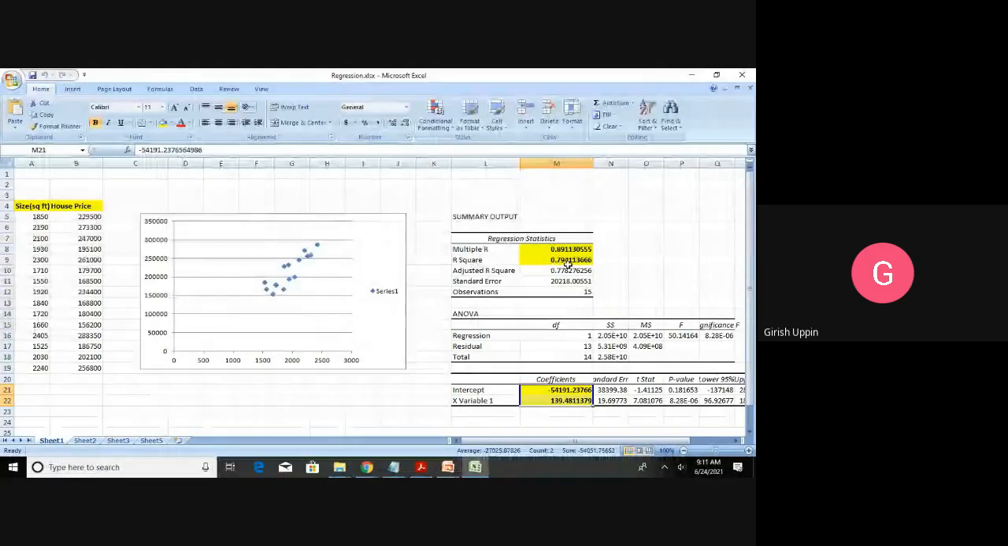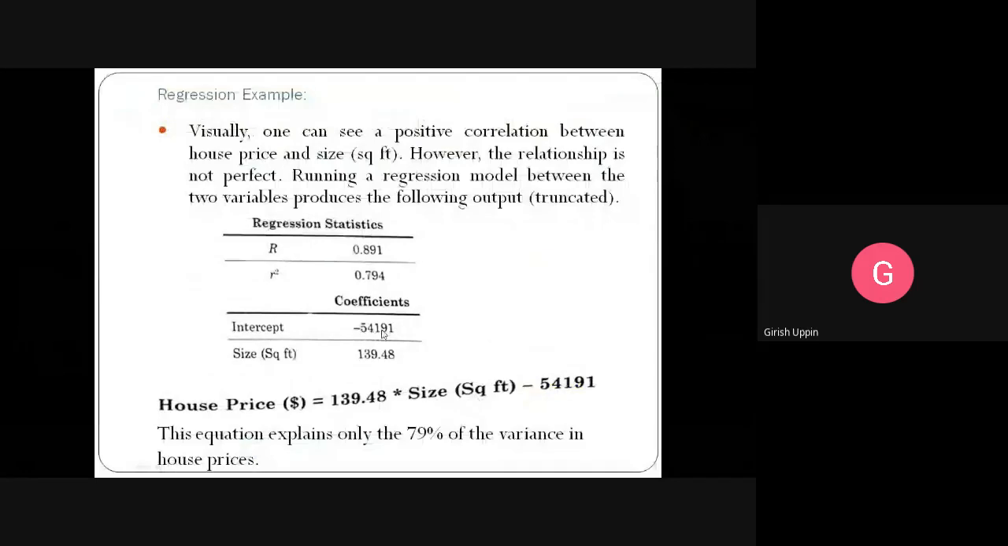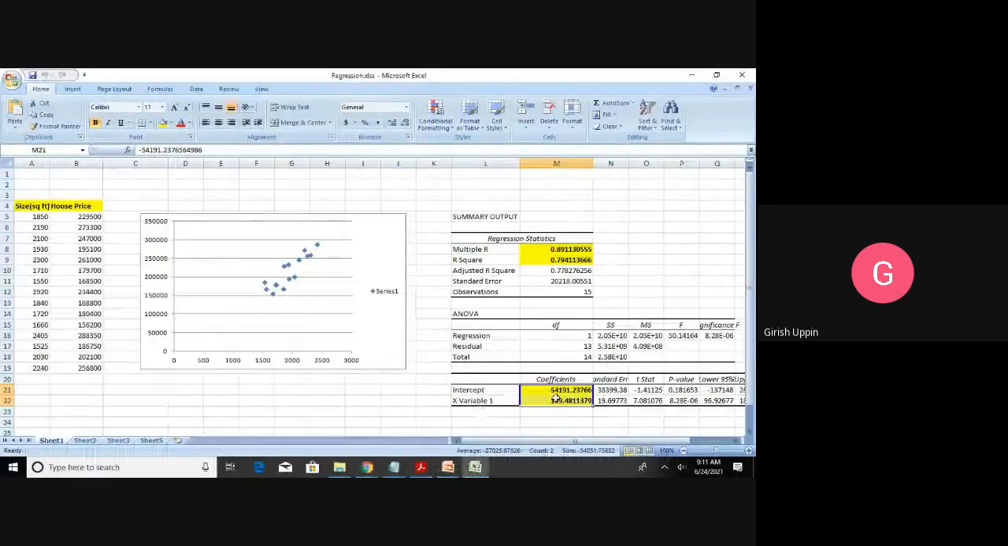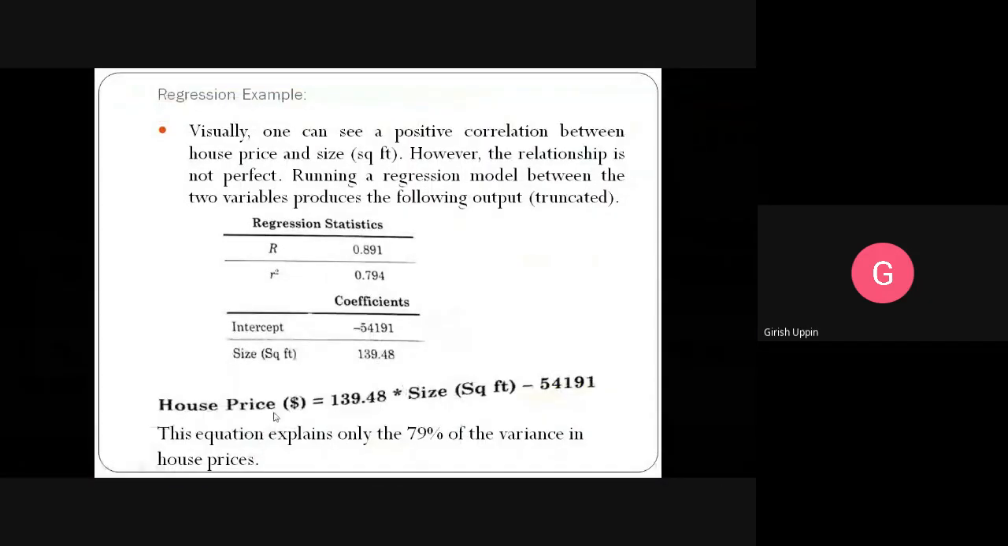0.794. And there are some other statistics you may not understand as of now, which is not part of your syllabus. We are more interested in the coefficients. So the intercept, you can see, is minus 54,191, that is beta naught, and beta 1, the coefficient of the x variable 1, is 139.48. That is how we are able to write this equation.